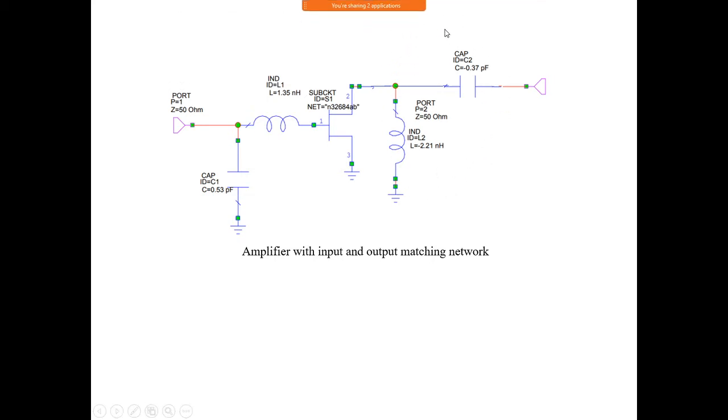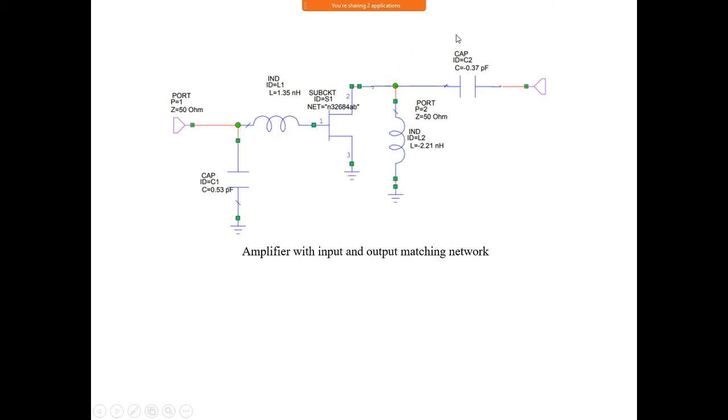Without this matching network, we do not get the required gain. We want exactly 0 dB. So even if it is 0 dB, do not think that matching is not needed. Considering it as 0 dB, you should still design the matching network.